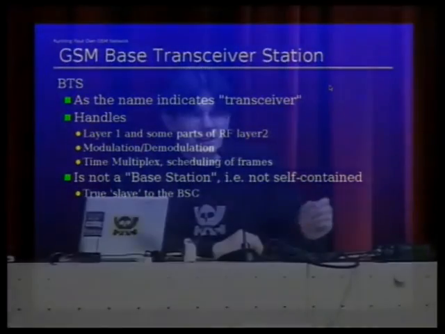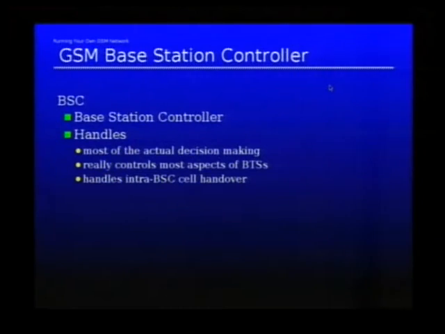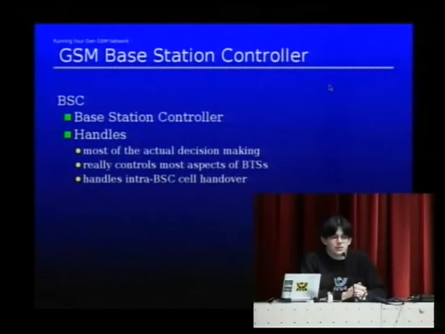Like, the base station controller has to indicate what kind of beacons to send. The base station controller has to decide at which power level to send which frame, and so on and so on. So it's a fairly stupid, in quotes, device that just has some kind of offload capability for the base station controller. The base station controller then does the actual decision making for most parts of the protocol. It controls almost all aspects of the base transceiver stations, and also handles handover between different base stations in one base station controller.